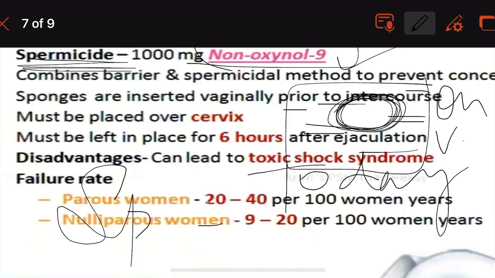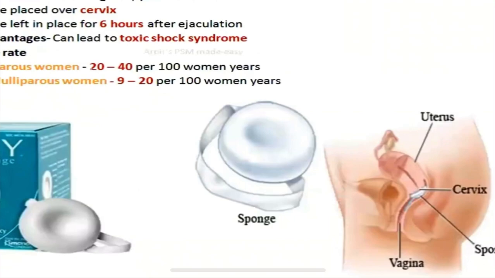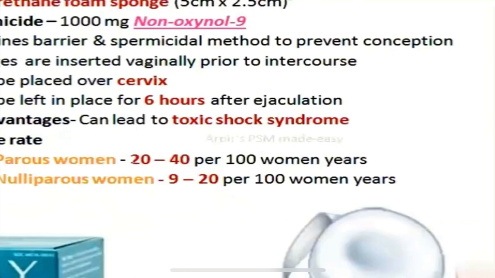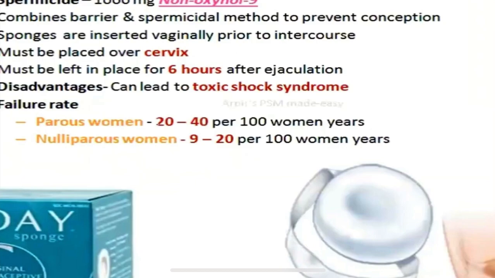So we see that this sponge is soaked in vinegar or olive oil. Then it is saturated with nonoxynol 9 spermicides. Then it combines the barrier and spermicide method to prevent the conception. So we see that it is a barrier method, obviously, but it is combined with the spermicidal method, and it is thereby preventing the conception.